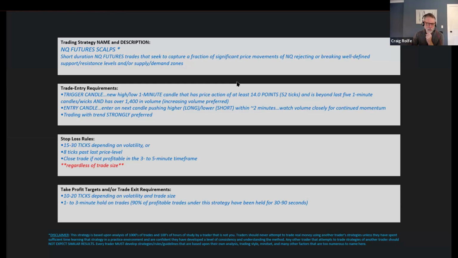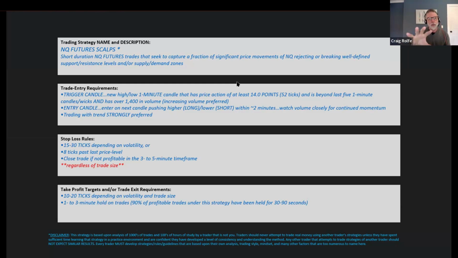Every trader must develop strategies, rules, guidelines that are based upon their own analysis, their own trading style, their own mindset, and many other factors that are too numerous to name here. Okay, that's my legal disclaimer. You'll hear me say it over and over again, but it's really important. It's not meant to protect me. It's really meant to protect you guys, and to illustrate to you the importance of knowing your strategy.